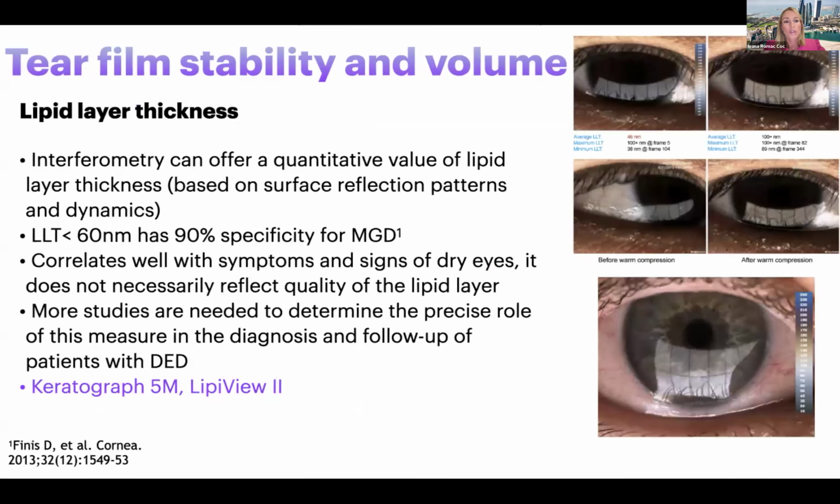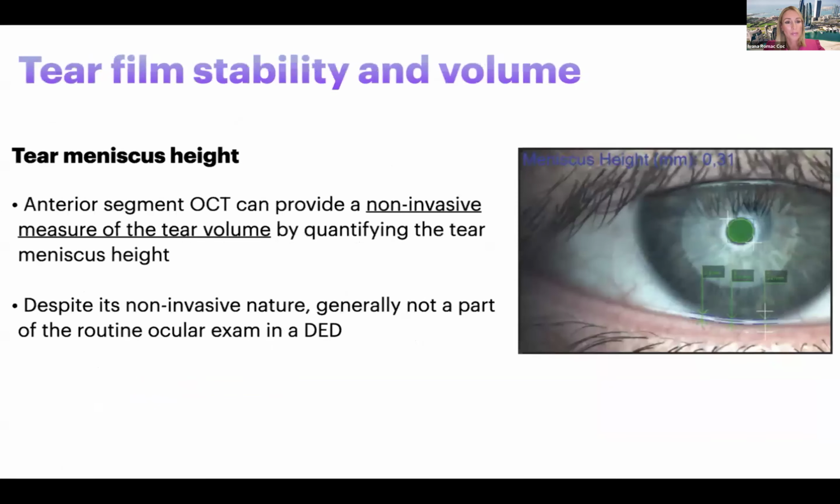We can also measure lipid layer thickness with interferometry. With this, we get a quantitative measurement of the lipid layer thickness. If it is less than 60 nanometers, it has a 90% specificity for meibomian gland dysfunction. It correlates well with the symptoms and signs of dry eyes, but it does not reflect the quality of the lipid layer. And we need more study to determine the precise role of this measurement.